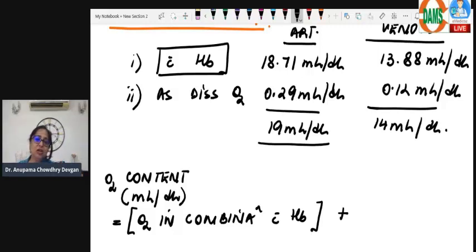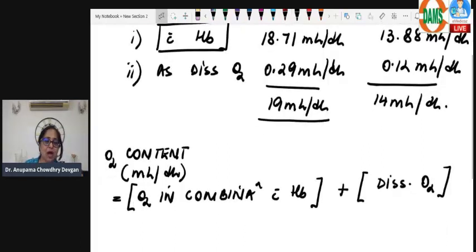Okay? Oxygen in combination with hemoglobin plus what is known as the dissolved oxygen. How do I calculate the oxygen content? This is going to be oxygen in combination with hemoglobin plus the dissolved oxygen. This will give me the total O2. Now the next is how to calculate this. How do I know what is the total oxygen? Total oxygen is oxygen in combination with hemoglobin plus the dissolved oxygen.